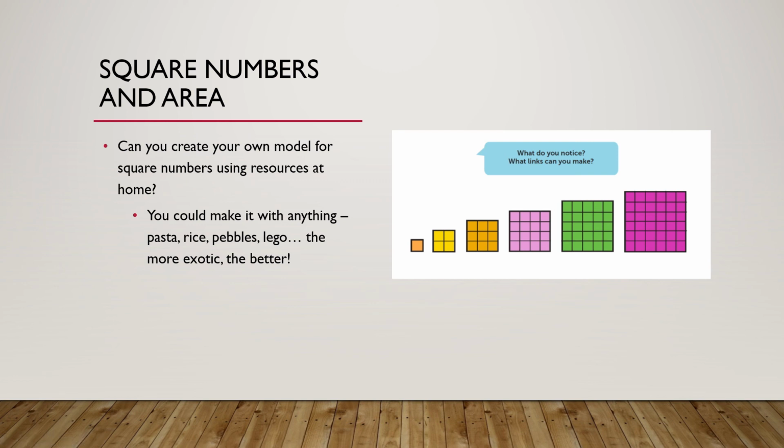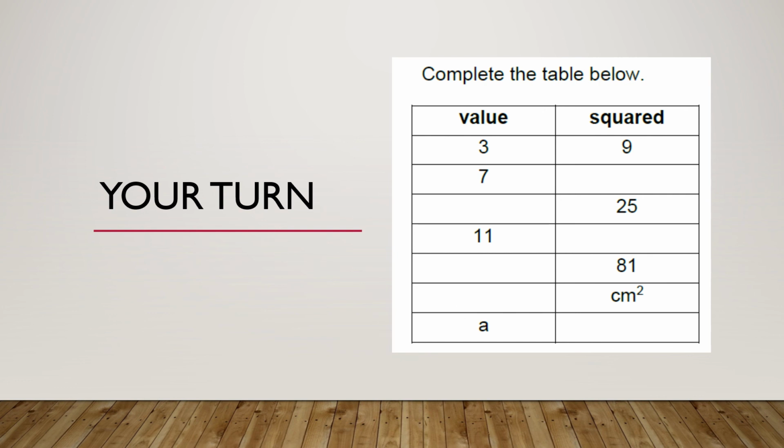And then there is an independent task, which is this. I'd like you to draw out this table and try and complete all the missing numbers below. Here's the original value. Here's the square value.